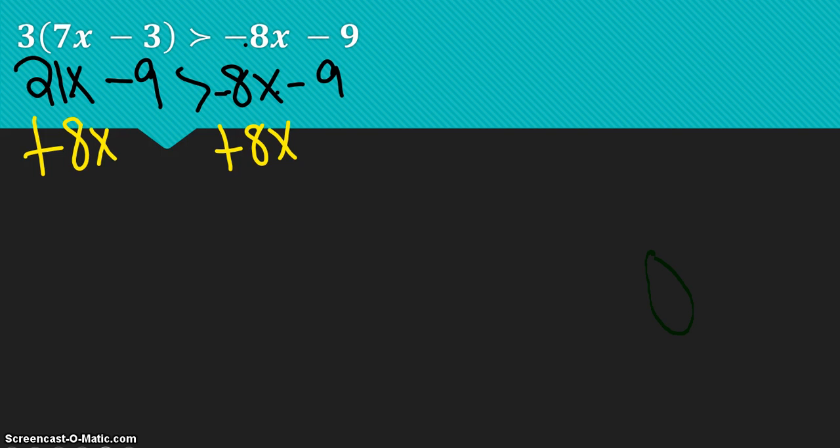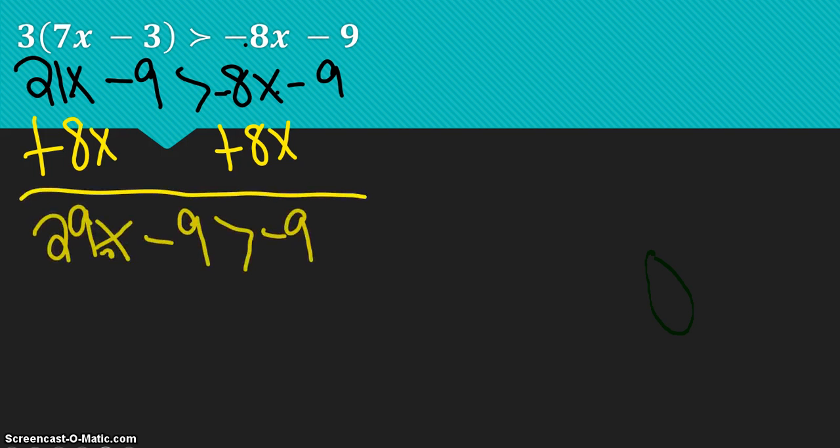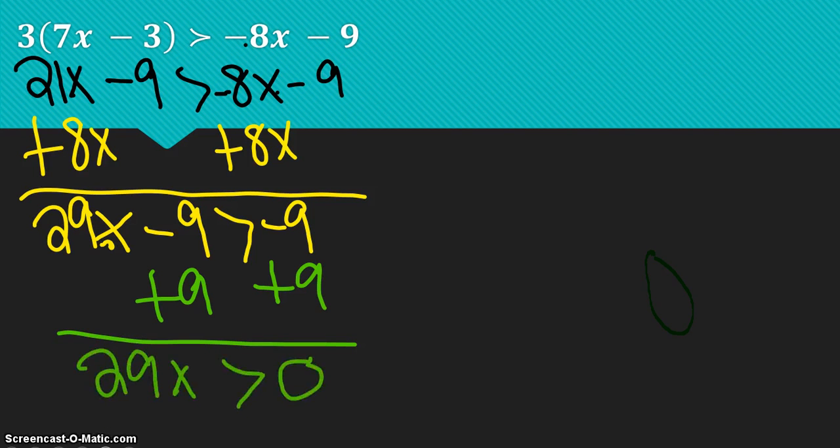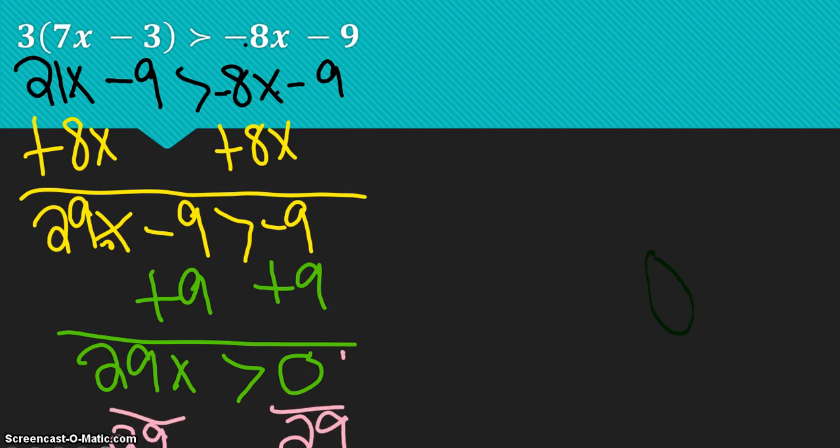So after I add my 8x, that will give me 29x minus 9 is greater than negative 9. Now you're going to want to add 9 to each side, and that would give us 29x is greater than 0. Now you're going to want to divide just like you would in an equation. So 29x divided by 29 and 0 divided by 29, and that would give us x is greater than 0.